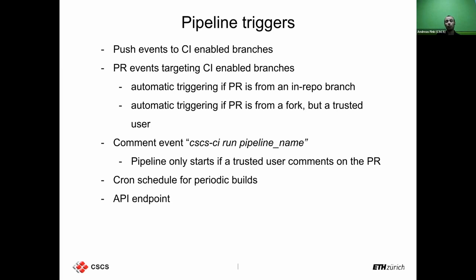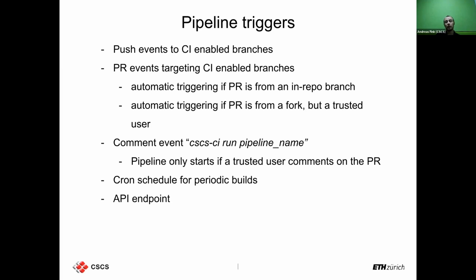That means that if you open a PR that targets one of the CI-enabled branches, it will automatically trigger if it's inside the repo. If it's coming from a fork, it will not be triggered automatically unless this fork is from a trusted user. The setup of which branches are CI enabled and which users are trusted can be done by you. There is a little setup site where you set up for the pipelines which users you trust and which branches you want to test the pipeline on.